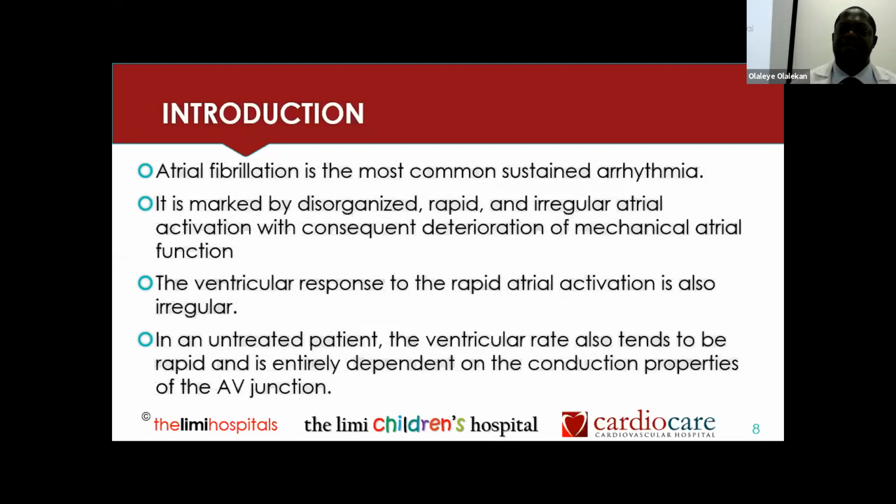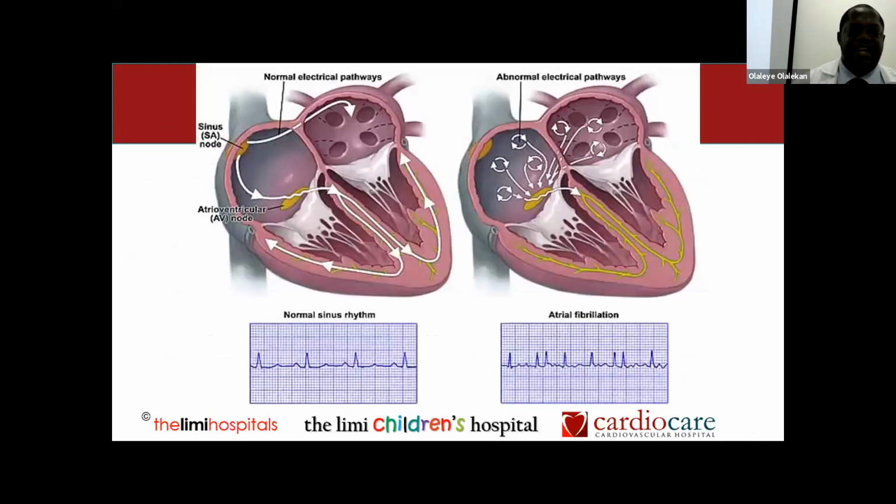The ventricular response is also rapid, but the ventricular response varies. It could be rapid, it could be slow, sometimes it could even be regular, depending on the status of the AV node. But the typical feature we find is rapid ventricular response that is irregular, and that's why we see on the ECG the irregularity of the RR interval. And this is just depicting what I talked about.